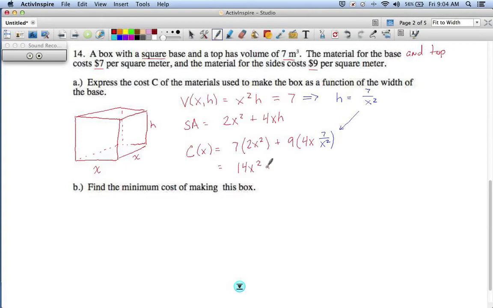And I'm going to simplify that a little bit. There's 14x squared. This is 36, and 36 times 7 is 252 over x, because one x will cancel out with the other.